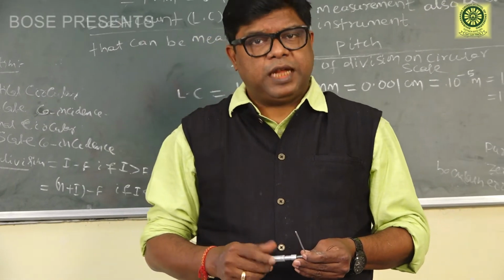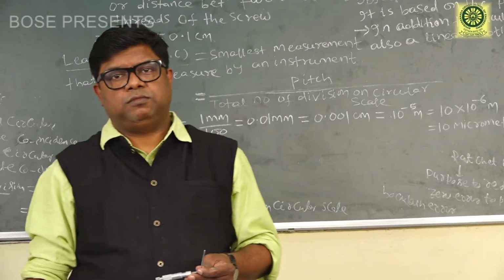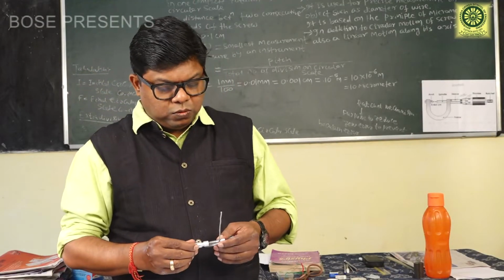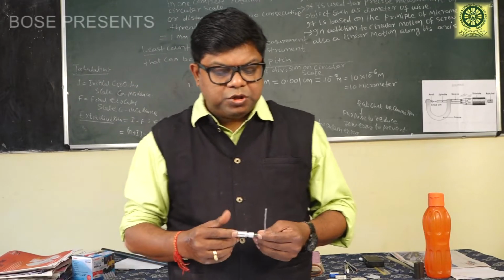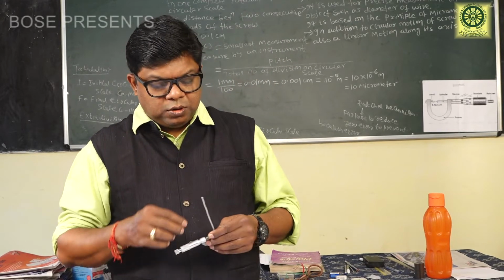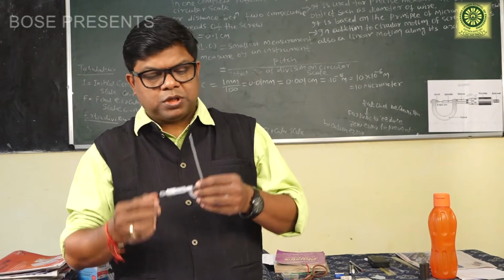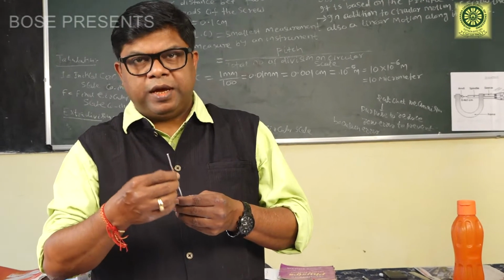So let's switch over to the measurement: how to calculate the diameter of a wire and also calculate the area of cross section. Now we will make the observations to calculate the diameter of this wire.